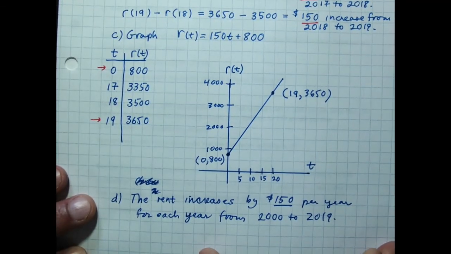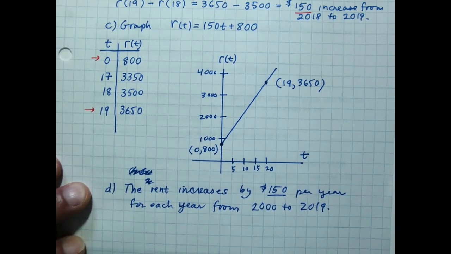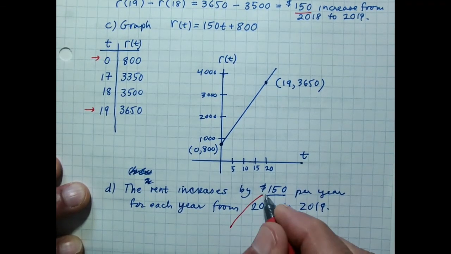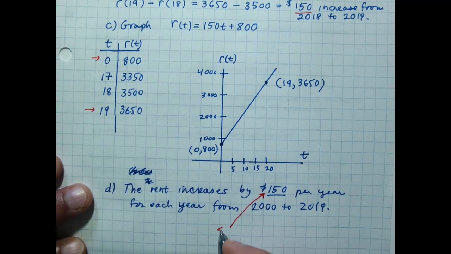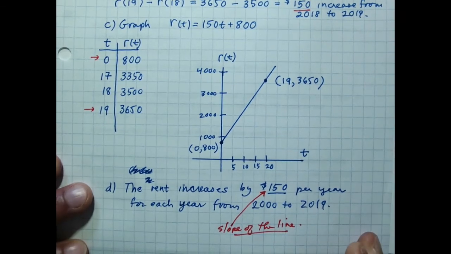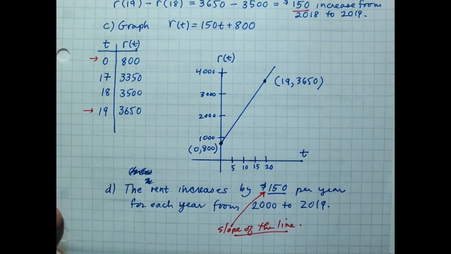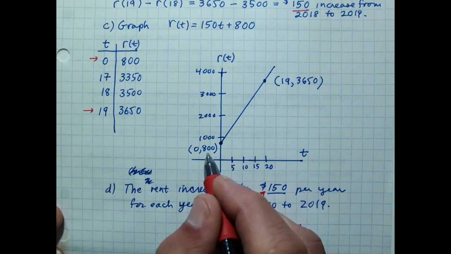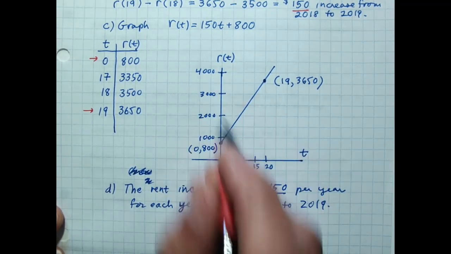And again, of course, that number right here is the slope of the line. I didn't say you had to say that, but that's the observation we want to make. 800, of course, is the y-intercept, or the vertical axis intercept.